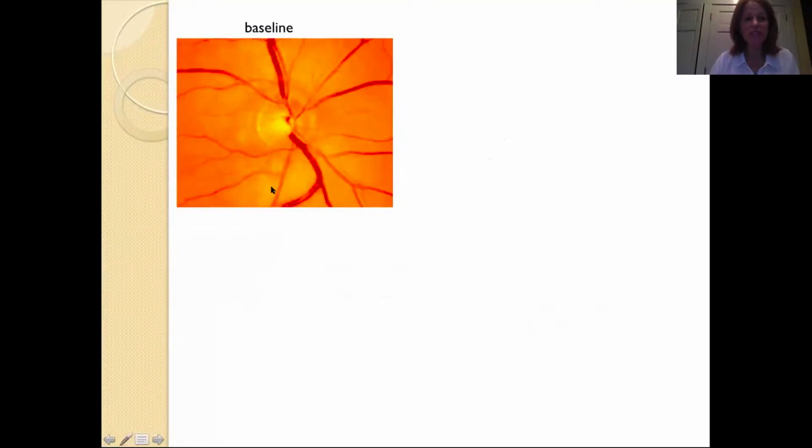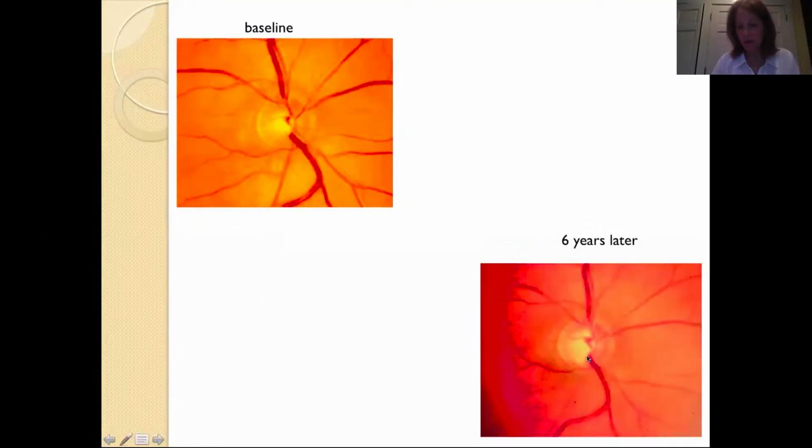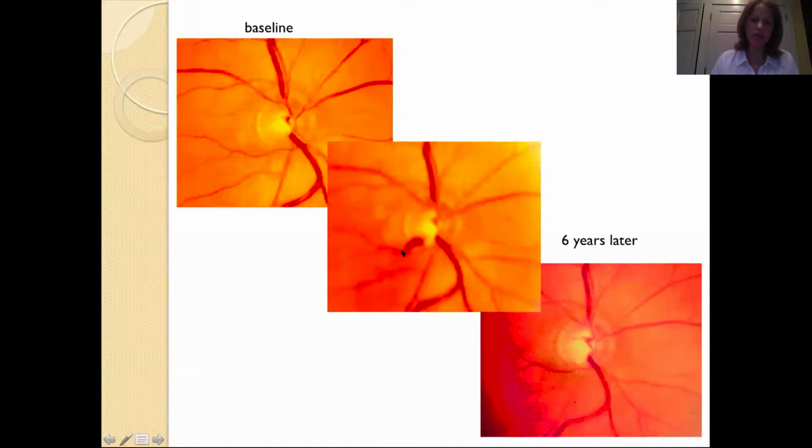We saw this disc before, a nice healthy looking optic disc. We know this patient wound up having a focal notch in their inferior rim. And look, in the years in between, they had a not subtle, a very obvious disc hemorrhage. The disc hemorrhage never occurs in the base of the notch, it always occurs in rim tissue. So you don't get disc hemorrhages where there is no rim tissue, but they'll occur at the edge and will cause extension of that notch.